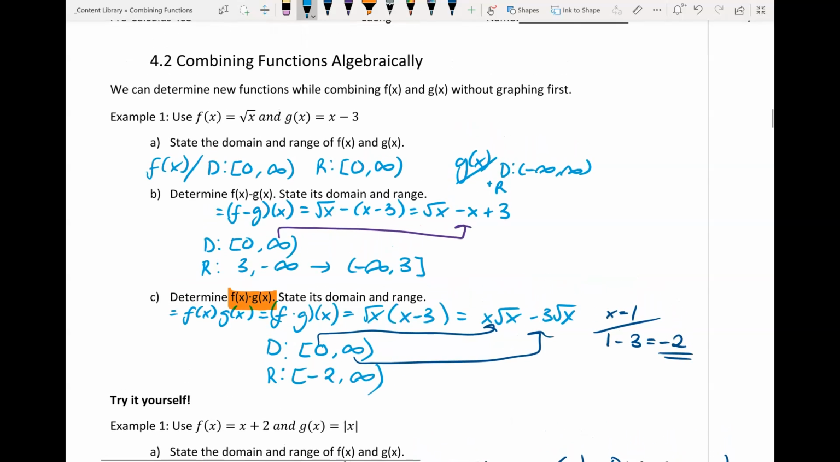So I want you to try the next one on your own. Same sort of thing, find the domain and range of each function first, then find the combined function and its domain and range. When you're ready, please press play for the solution.